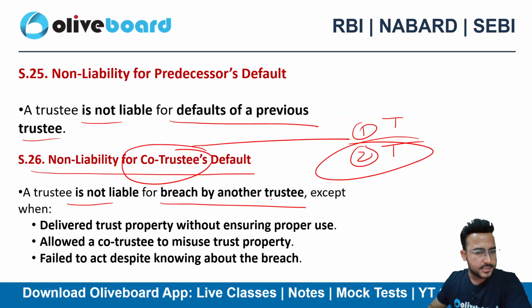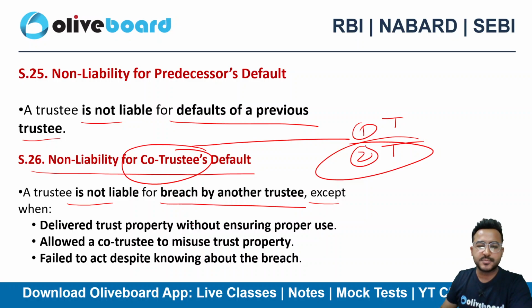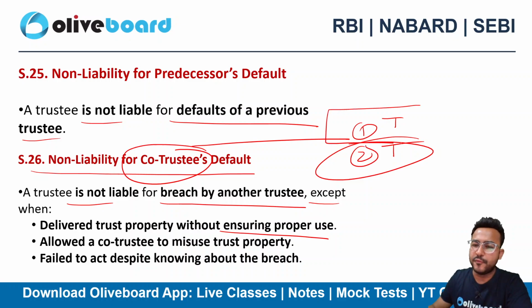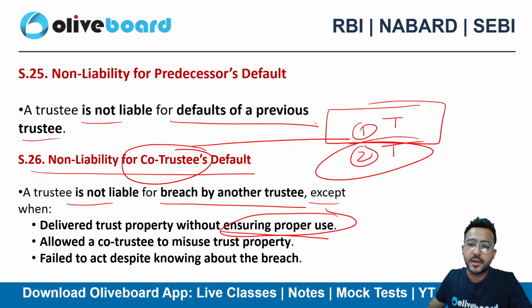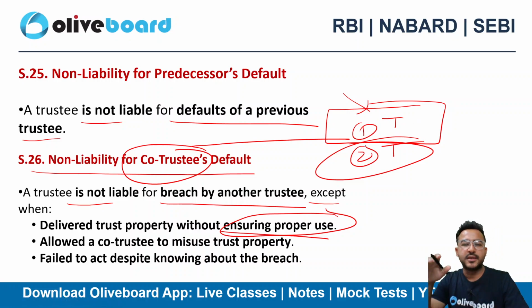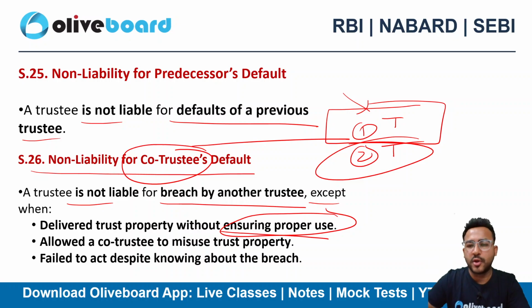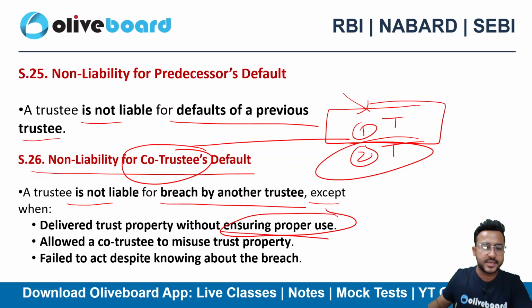Unless and until there are some exceptions as well: delivered the trust property without ensuring proper use. Now A must have fulfilled his or her obligations at least, right? Person A, trustee 1, should at least ensure whether trustee 2 is using the property properly or not, as per the trust deed or not.